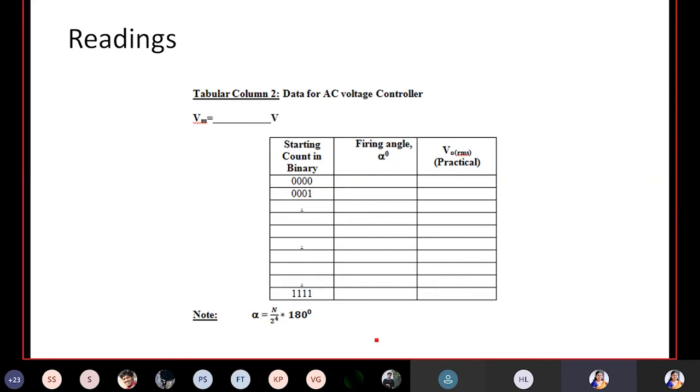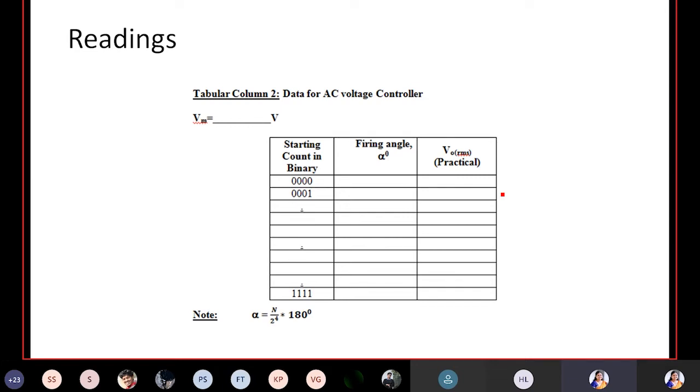Here we are not going with any theoretical calculation because the formula is too complex. The AC voltage regulator RMS value formula is too complex, so we are not going with theoretical calculation. We will measure practically using a multimeter, keeping it in AC mode. Okay, this is all about the experiment.